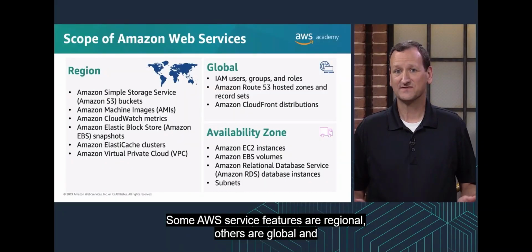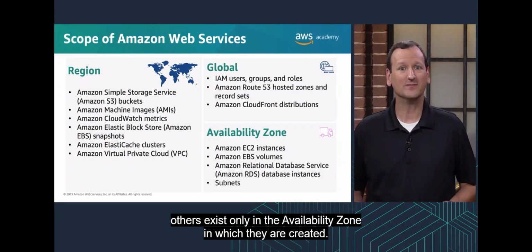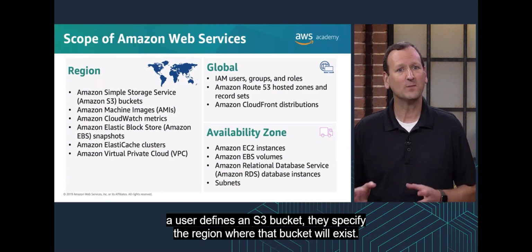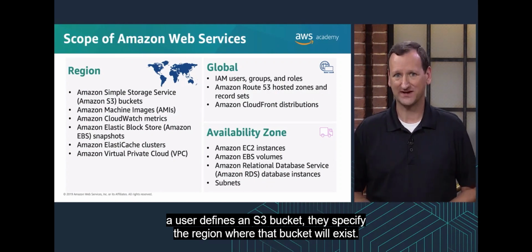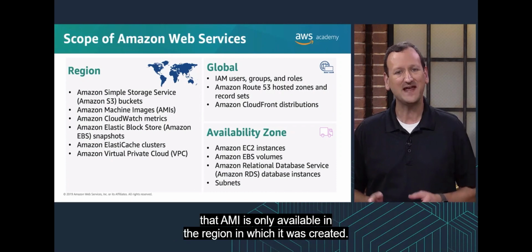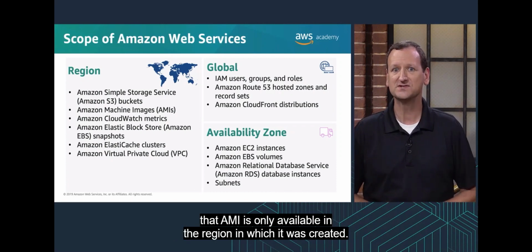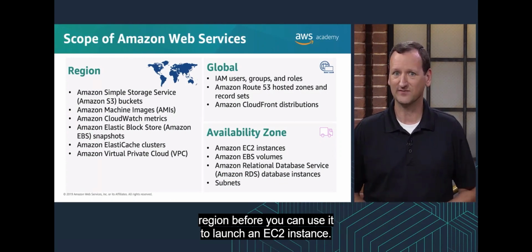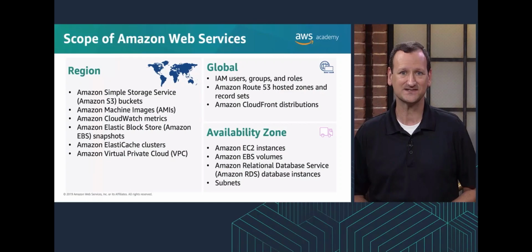Some AWS service features are regional, others are global, and others exist only in the availability zone in which they are created. It is important to understand the scope of the various features. For example, when a user defines an S3 bucket, they specify the region where that bucket will exist. Also, when you create an AMI from an EC2 instance, that AMI is only available in the region in which it was created. If you want to use that AMI in a different region, you must first copy it to the new region before you can use it to launch an EC2 instance.